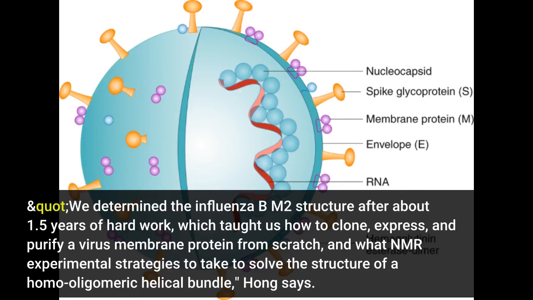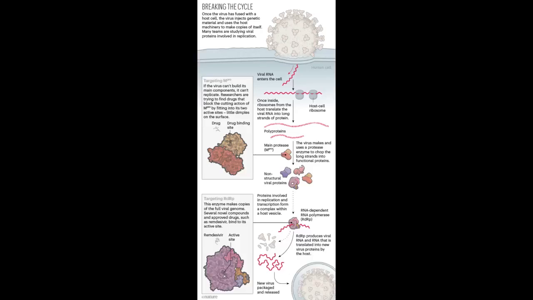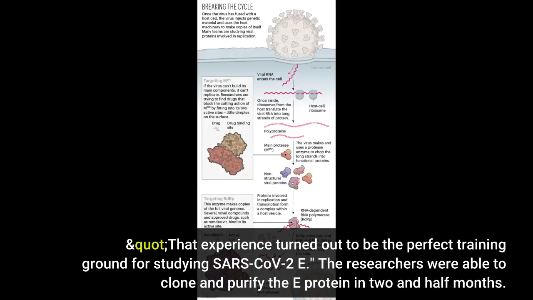"We determined the influenza B M2 structure after about 1.5 years of hard work, which taught us how to clone, express, and purify a virus membrane protein from scratch, and what NMR experimental strategies to take to solve the structure of a homo-oligomeric helical bundle," Hong says. That experience turned out to be the perfect training ground for studying SARS-CoV-2. The researchers were able to clone and purify the E protein in 2.5 months.